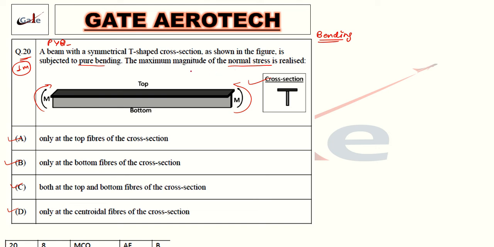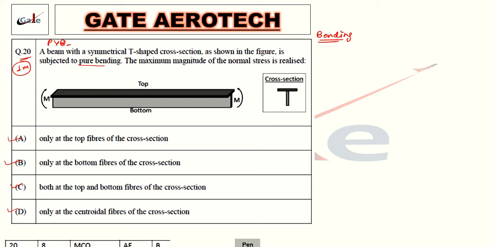Let me tell you that the normal stress in bending is also called bending stress. So not to worry when they say bending stress, normal stress, or direct stress. In the previous lecture I discussed this. I hope it is clear to you. Let's try to solve this question.